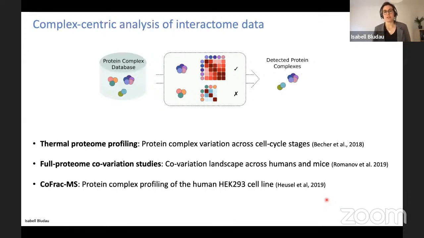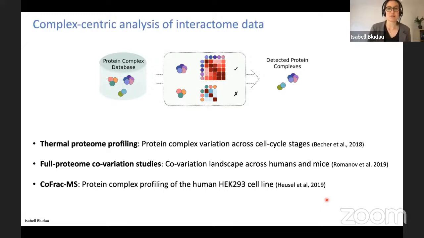So this complex-centric analysis approach is an idea that has been around for some time, and it's not something that we've invented, but maybe it's not always been called this. The overall idea has been used in strategies for thermal proteome profiling, where Becher et al. analyzed protein complex variation across different cell cycle stages, and it has also been used in full proteome covariation studies to look at protein complex conservation across humans and mice.